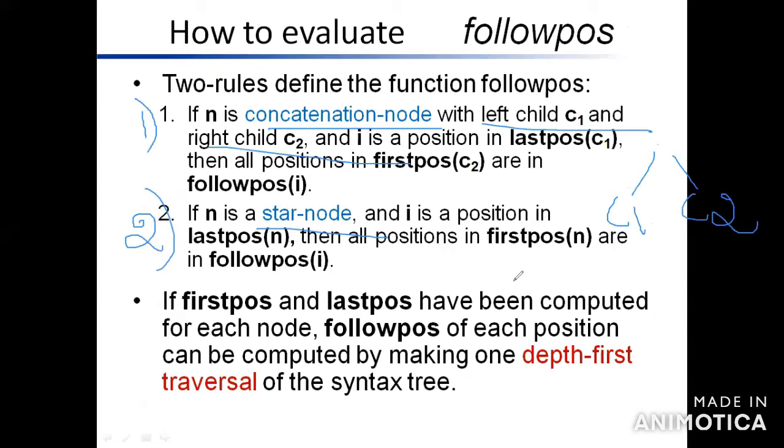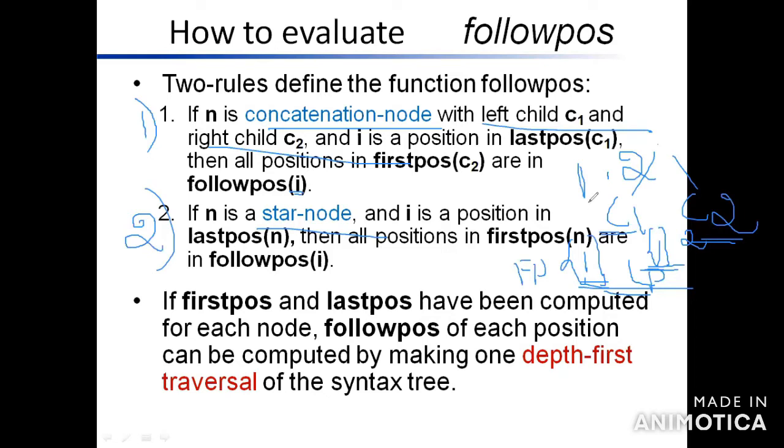So I is a position in the last position of C1. The last position of C1 here is 1; this is for the last position, and this is for the first position of C2. The left child is C1 and the right side is C2. The last position of C1 is 1, the first position of C2 is 2. So 1 and 2 are in the follow position of I. So 1 and 2 have to follow with which position? The follow position of I means we have to follow with the next data.